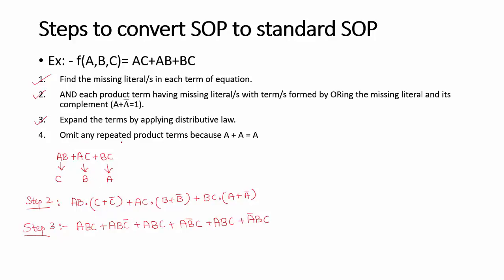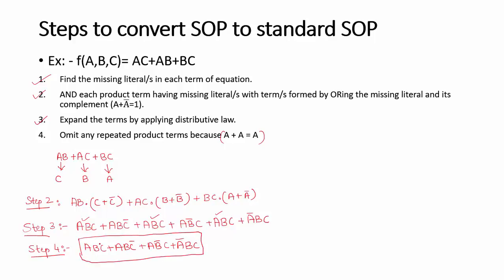Step 4 is you have to omit any repeated product terms, because A + A is equal to A. This is also a Boolean identity. So you can see ABC is repeated once, twice and thrice, so you can write it only once, whereas ABC bar is present only once, AB bar C is also once, and A bar BC is also present only once. So step 4 gives ABC + ABC bar + AB bar C + A bar BC. So this is your canonical form of AB + BC + AC.